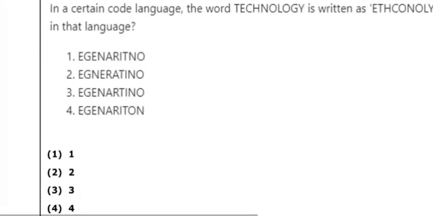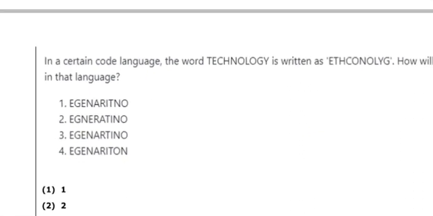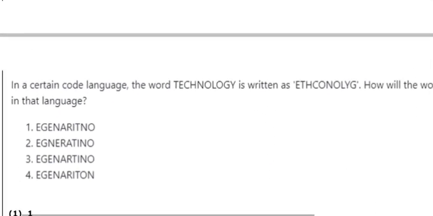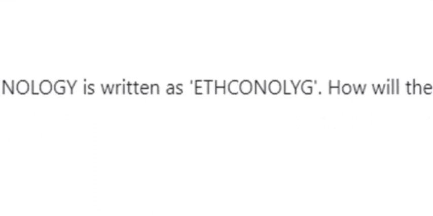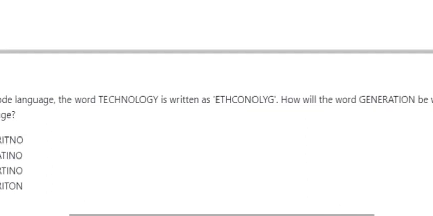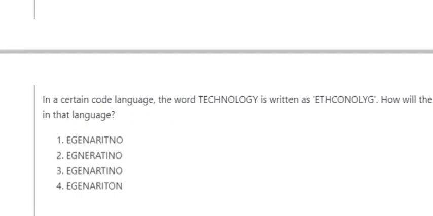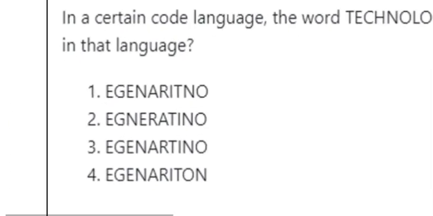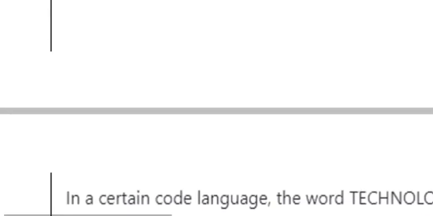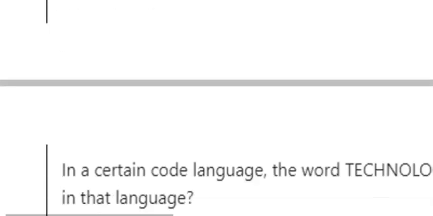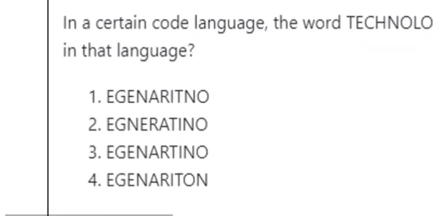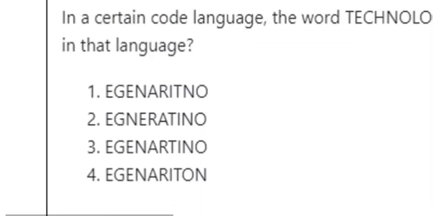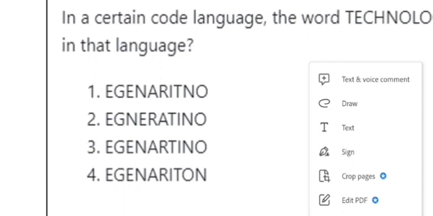Then, in a certain code language, the word technology is written as ethconOlyg. How will the word generation be written in that language? So these are the options. Let me not read it, it will be pretty confusing if I do. So let me give you the correct answer straight away. 25, correct answer will be 1. That means EGENARITNO.